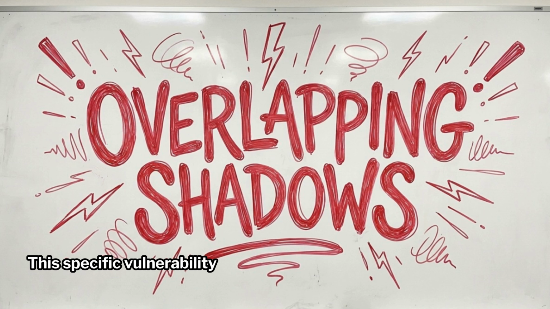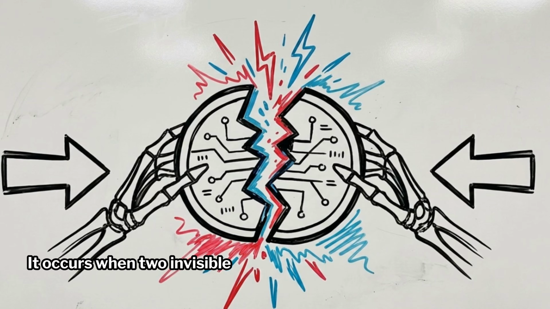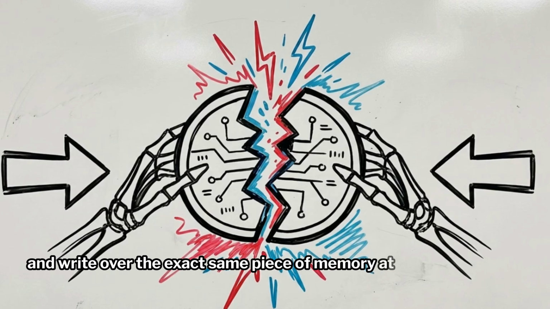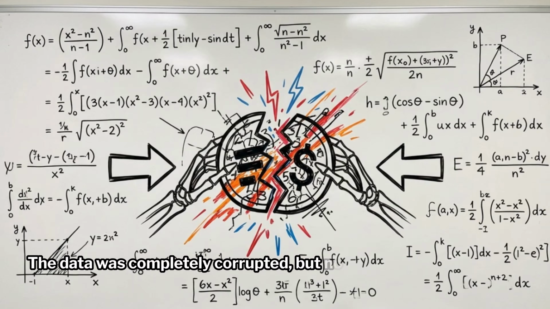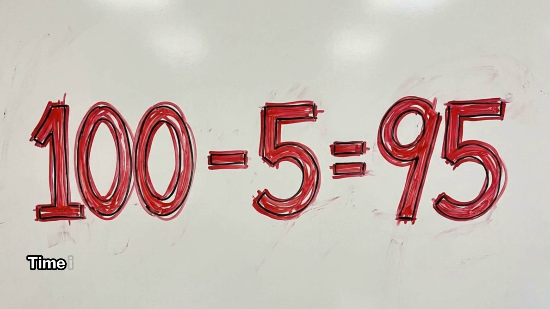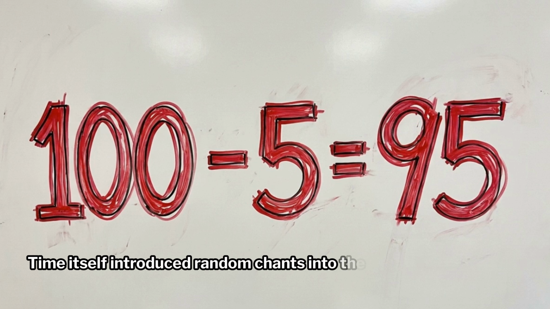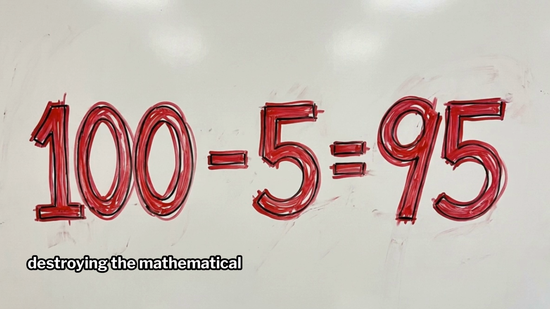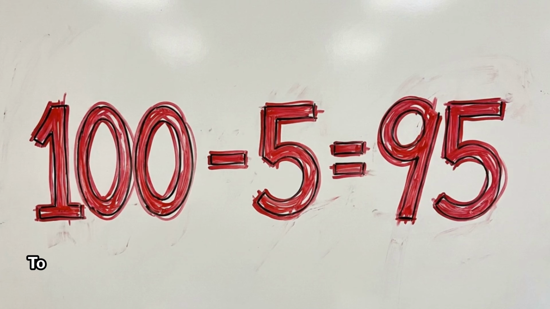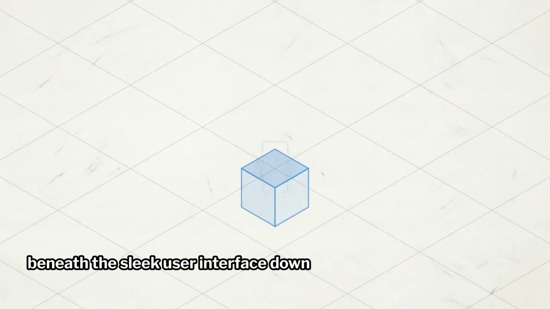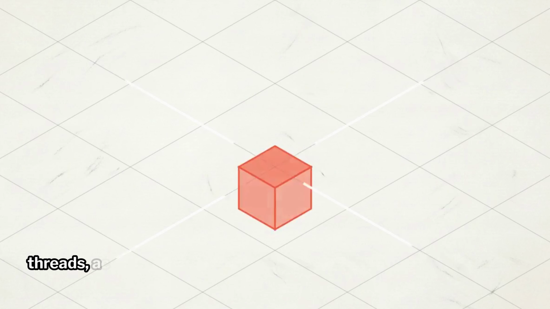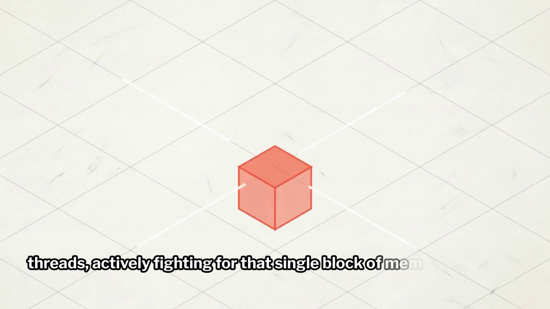This specific vulnerability is known as a race condition. It occurs when two invisible threads compete to read and write over the exact same piece of memory at the exact same time. The data was completely corrupted, but not by a bad formula. Time itself introduced random chance into the equation, destroying the mathematical integrity of the system. To understand the fix, we have to look beneath the sleek user interface, down to the raw CPU threads, actively fighting for that single block of memory.